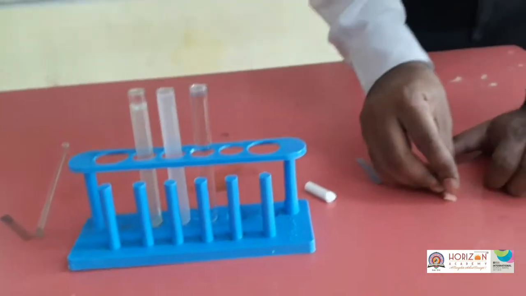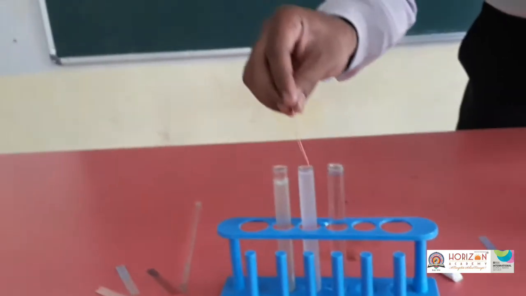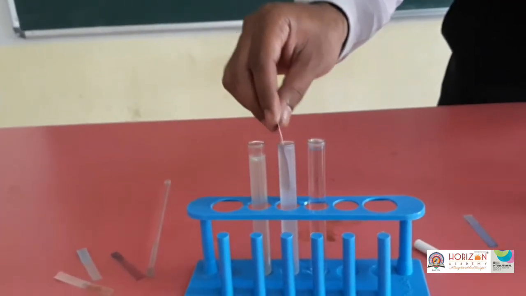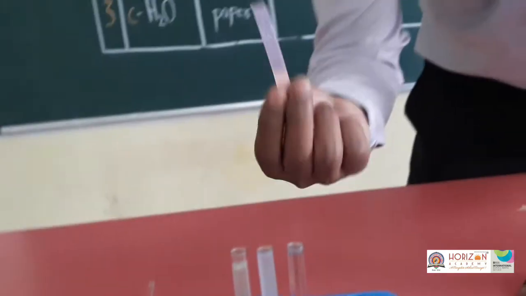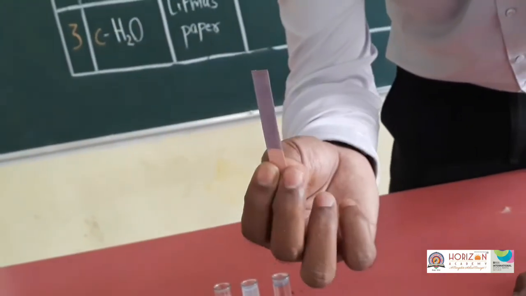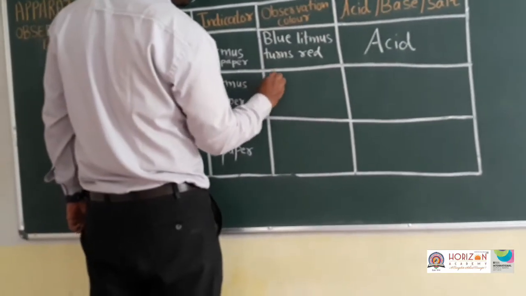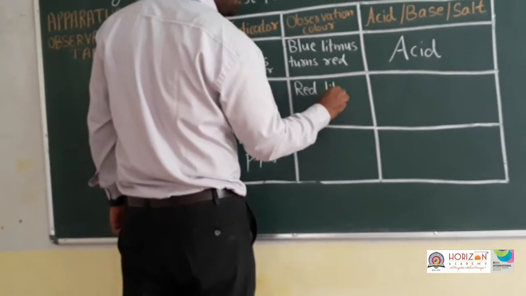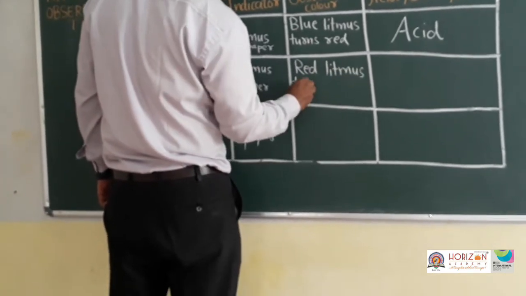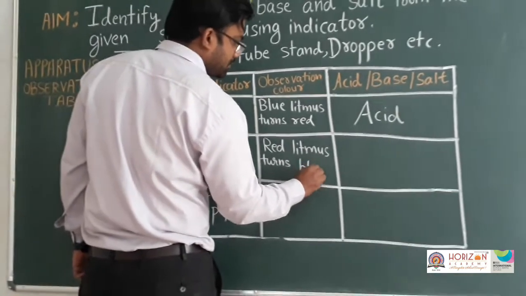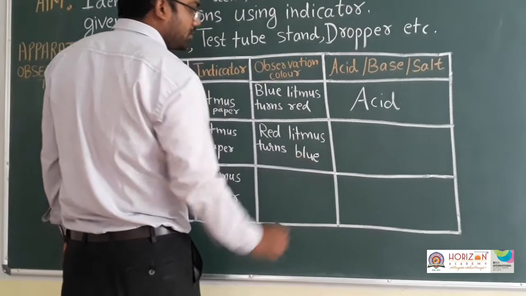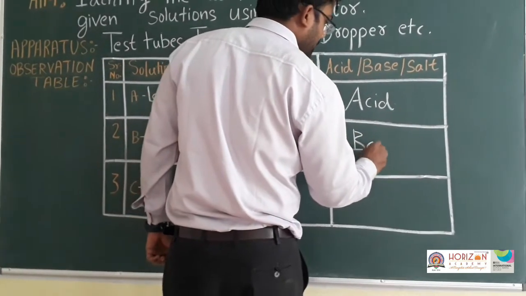Now we are going to see red litmus paper. Now after dipping red litmus paper in the second solution, that is solution B, you can see red litmus turns to blue, clearly you can see. And we have already seen in the previous classes bases turn red litmus blue. So the conclusion is that solution B, that is sodium carbonate, is basic in nature. So what is the observation? Red litmus turns blue, and whenever red litmus turns blue, the conclusion is it is base.